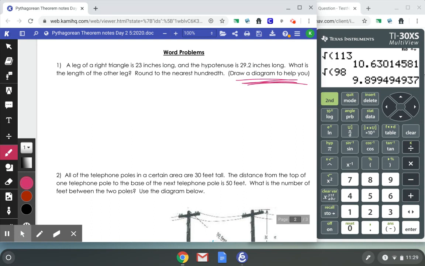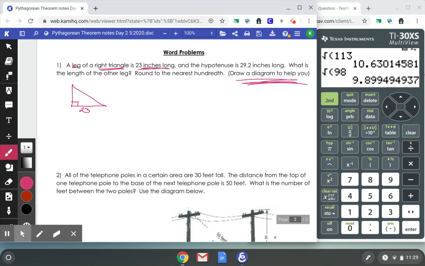All right, so let's look at number 1. It says that the leg of a right triangle. So I'm going to stop because I'm going to draw my right triangle, because I know I'm looking at a right triangle. Okay, so one of my legs is 23 inches long.